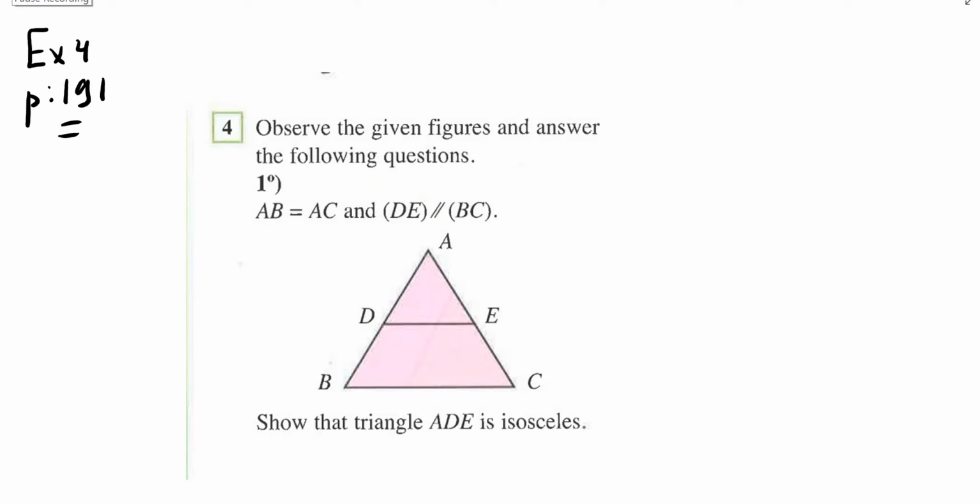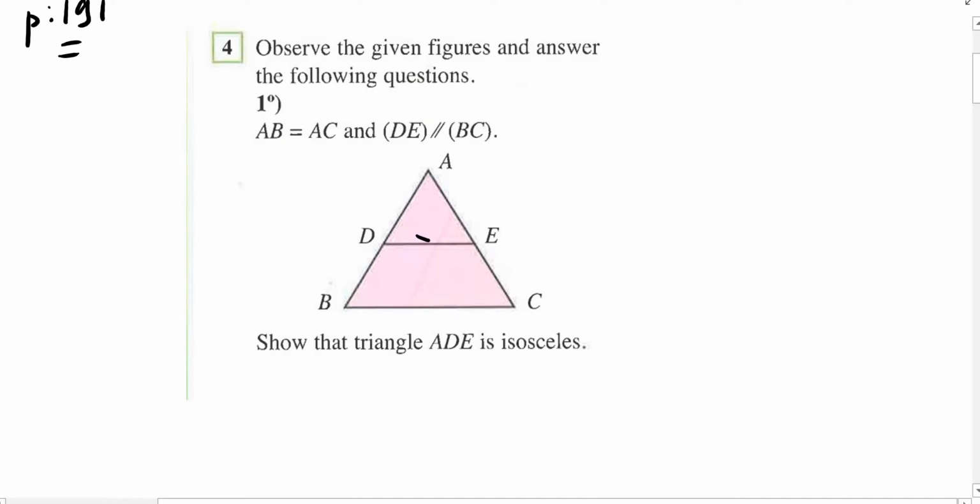Let's start solving exercise 4, page 191 from the book. Observe the given figures and answer the following questions. So part 1, we have AB equals to AC and DE is parallel to BC. Let me put the parallel sign and let's start with the first given.